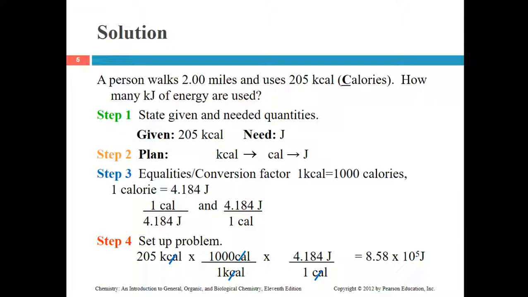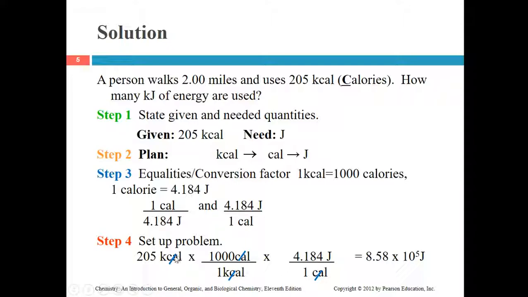First of all, we know we need to start with 205 kilocalories and convert that to joules. Then we're going to convert that to kilojoules. So our conversion unit is that 1 calorie is 4.184 joules. And we know that 1,000 little calories is a kilocalorie. So, as we set up our problem, we start with what's given.